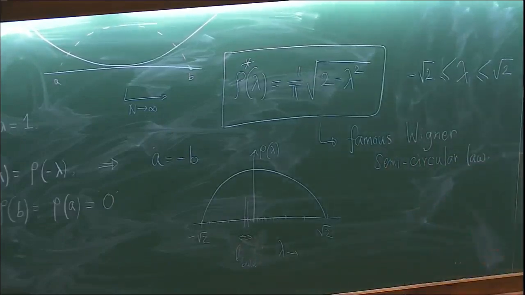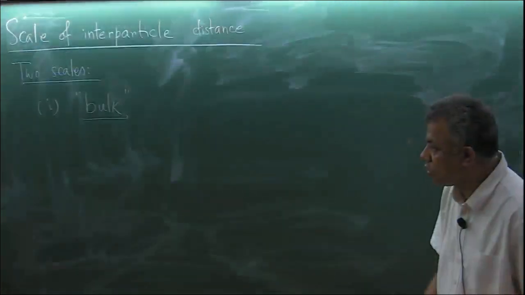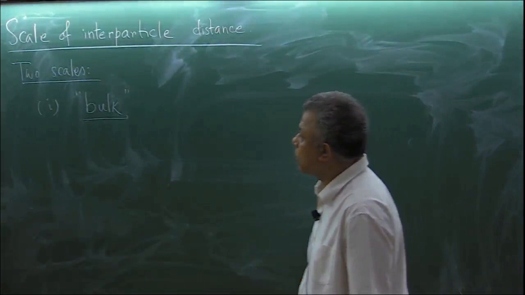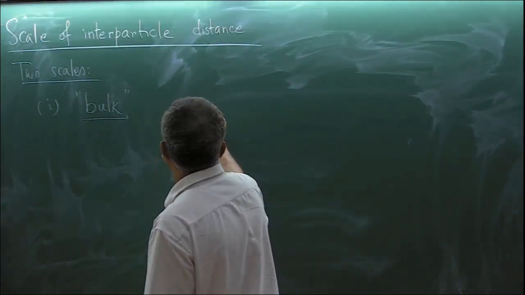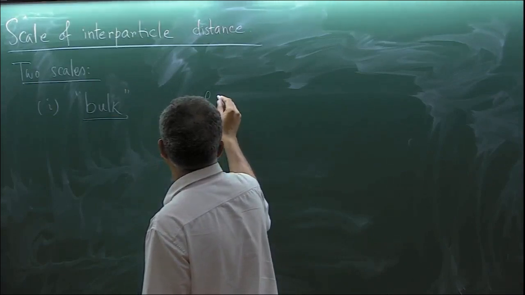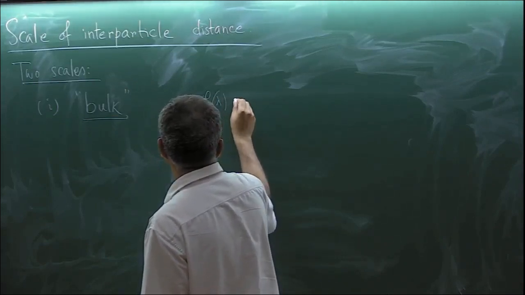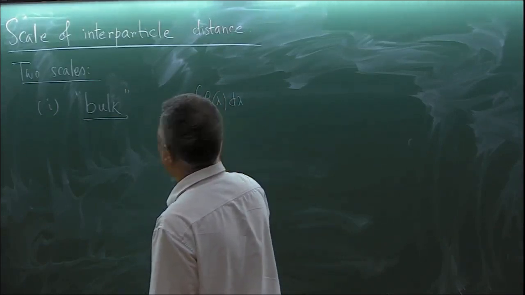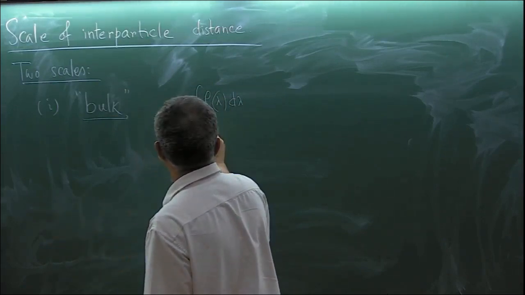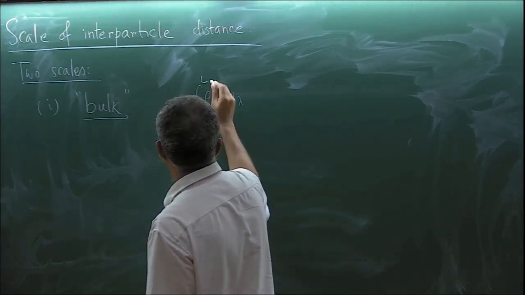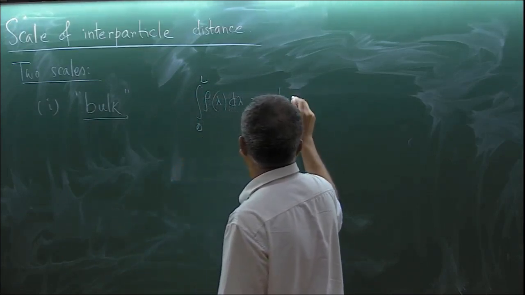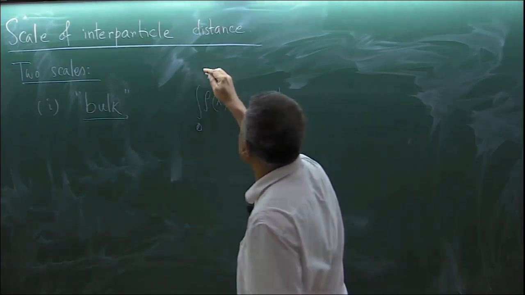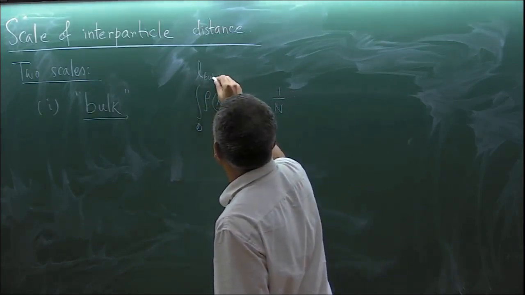What's the typical distance? I'm not talking about the distribution of that, just what's the scale of that. That scale is very simple, because you just have to integrate your density over this scale, let's say 0 to L. So this should be essentially 1 over n, 0 to L bulk, right?